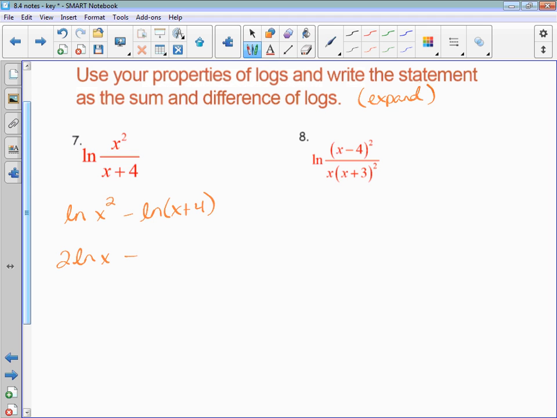Can I break apart this x and the 4? No. The only things you can separate are multiplication and division. You can turn those into addition and subtraction, but you can't separate addition or subtraction. So it's just minus natural log of x plus 4, and you are done. Okay. All right, you guys try 8. It's a little trickier.